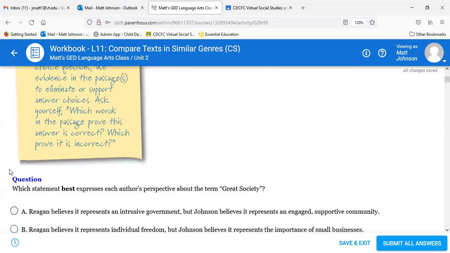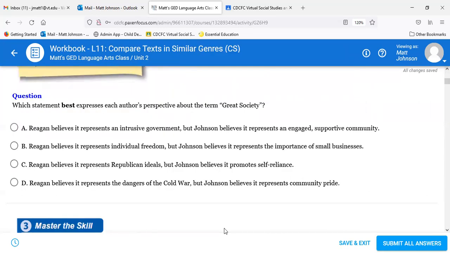Do you mind reading question 1? Okay, which statement best expresses each author's perspective about the term Great Society? A, Reagan believes it represents an intrusive government, but Johnson believes it represents an engaged, supportive community. B, Reagan believes it represents individual freedom, but Johnson believes it represents the importance of small businesses. C, Reagan believes it represents Republican ideals, but Johnson believes it promotes self-reliance. Or D, Reagan believes it represents the dangers of the Cold War, but Johnson believes it represents community pride.